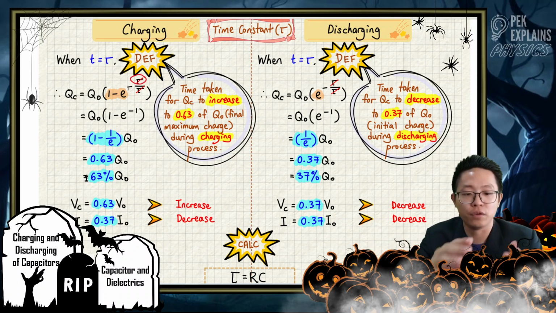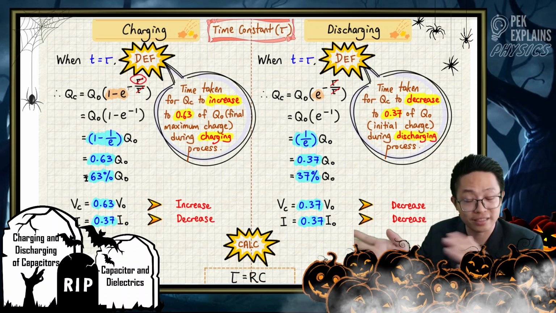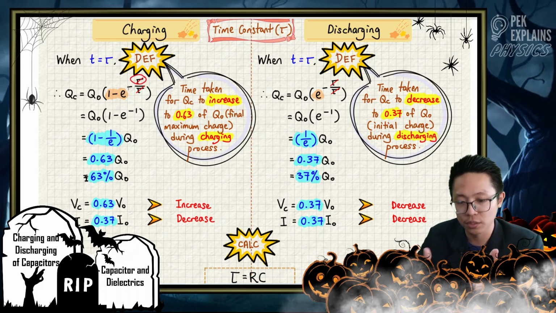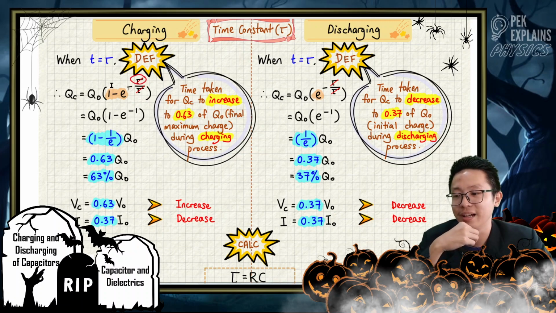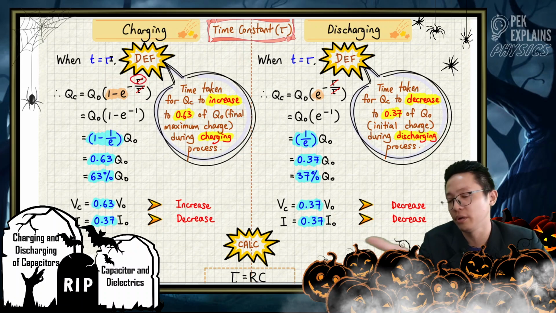The time taken for the capacitor to charge from zero charge up to 63% of charge, the time that has been used to charge from 0 to 63%, that is the time constant. How much time does it take for your handphone to charge from zero charge to 63%? That time you have in mind is the time constant.